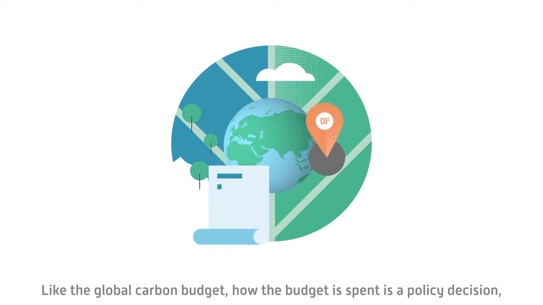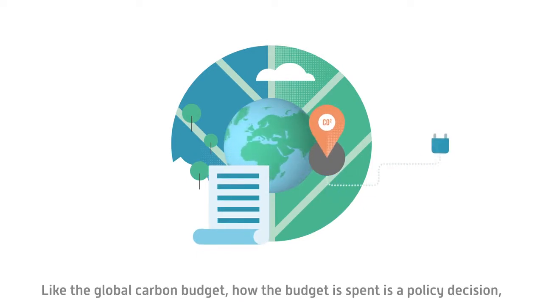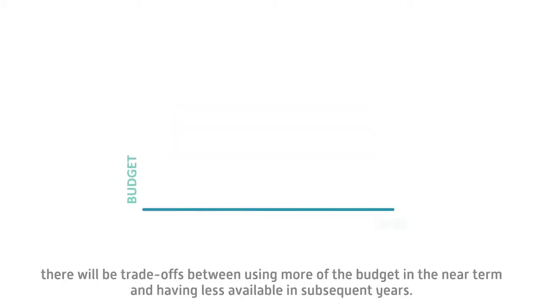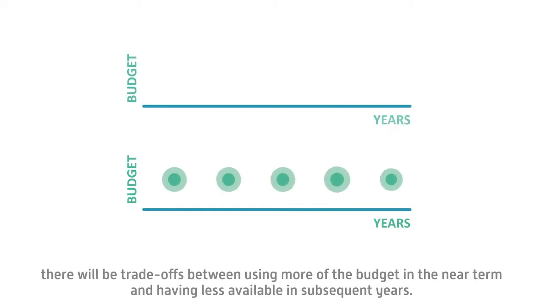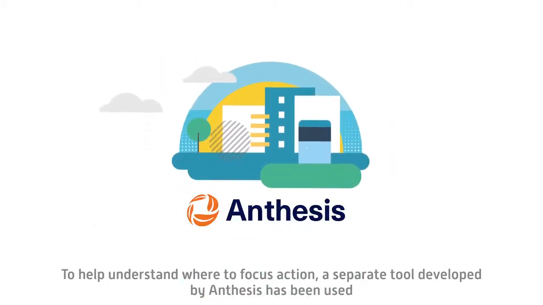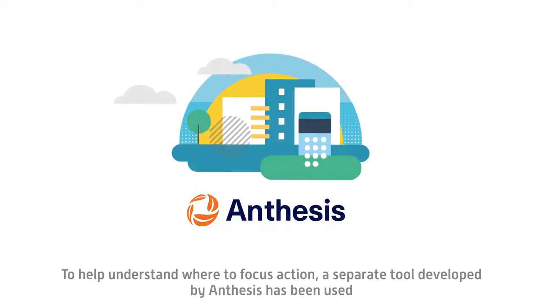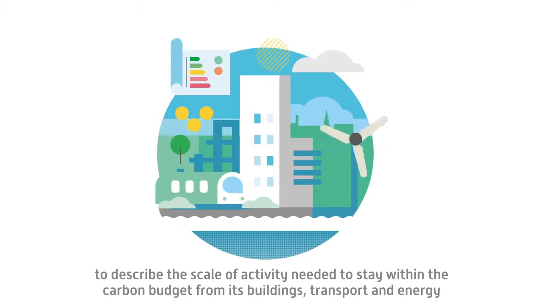Like the global carbon budget, how the budget is spent is a policy decision. There will be trade-offs between using more of the budget in the near term and having less available in subsequent years. To help understand where to focus action, a separate tool developed by Anthesis has been used to describe the scale of activity needed to stay within the carbon budget from its buildings, transport and energy.